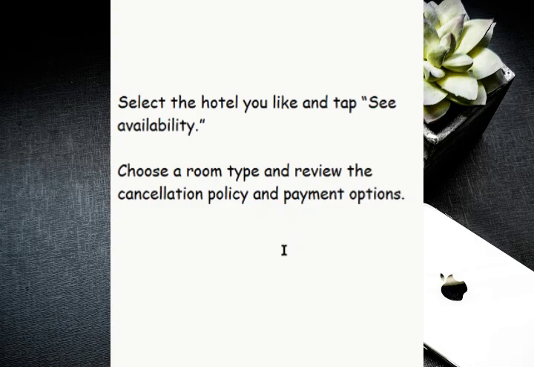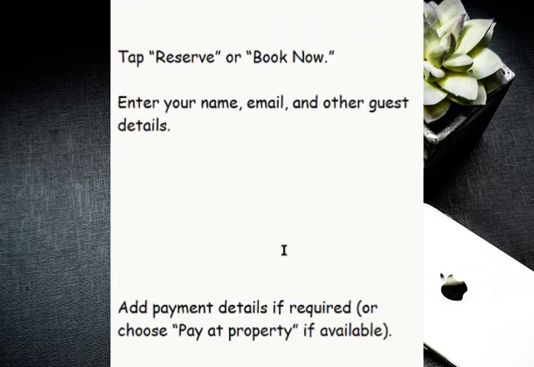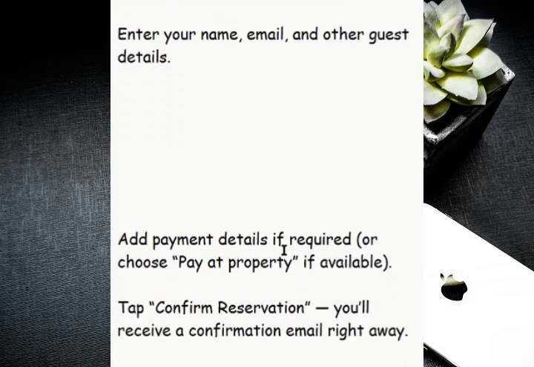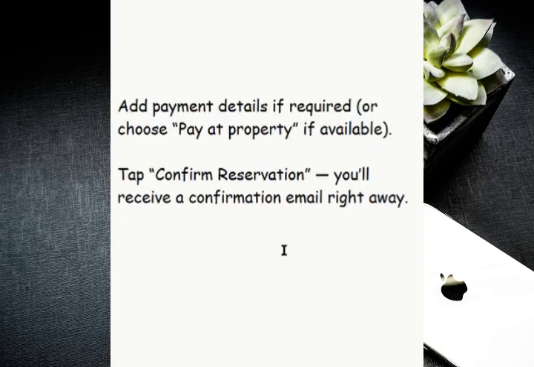Then from there, choose a room type and review the cancellation policy and payment option. So once that is done, tap reserve or book now, then enter your name, your email, your address and other guest details. Then once that is done, add payment details if required or choose to pay at property if available. So once that is confirmed, tap confirm reservation, then you will receive a confirmation email right away.